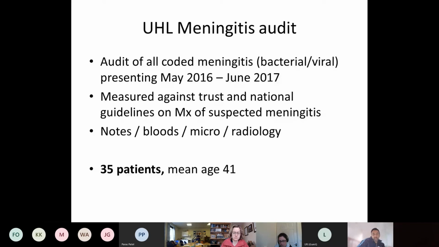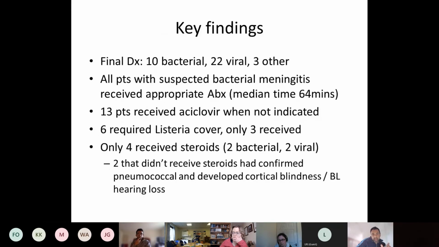that we have. Over that time, there were 35 patients diagnosed with meningitis, which actually is probably fewer than I thought, with a mean age of 41. The final diagnosis was coded 10 being bacterial, 22 being viral, and 3 other. All patients with suspected bacterial meningitis fortunately received appropriate antibiotics. Median time, I think this is to their first dose, 64 minutes, so that's actually not too bad.